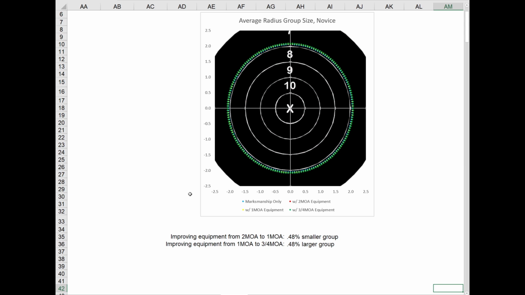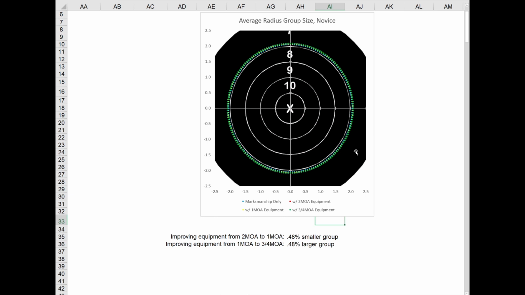But essentially, the marksmanship-only portion is what the shooter actually held for when they broke the shot, using their aim, their hold, and their trigger control, and just that. That's what's represented in blue. And then once you add in the 2 minute of angle equipment, rifle and ammo combo, those are the red points, and the 1 minute of angle is yellow, and 3/4 minute of angle is green.